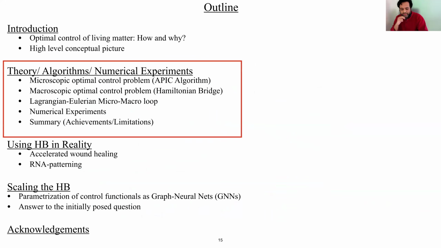So hopefully this conceptual picture of what we are trying to do is clear. If not, I'll pause for a bit, and if you have some questions, you can ask. I'll pause for like 10 seconds or something. If it's all clear, then I'll proceed.